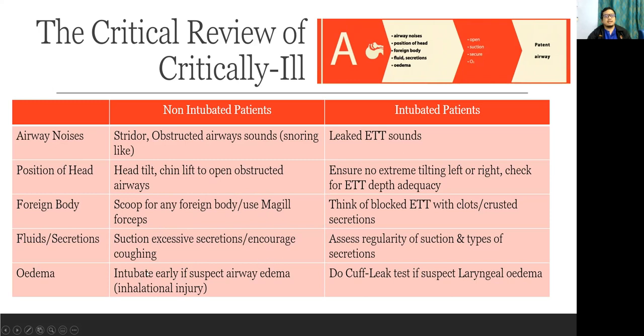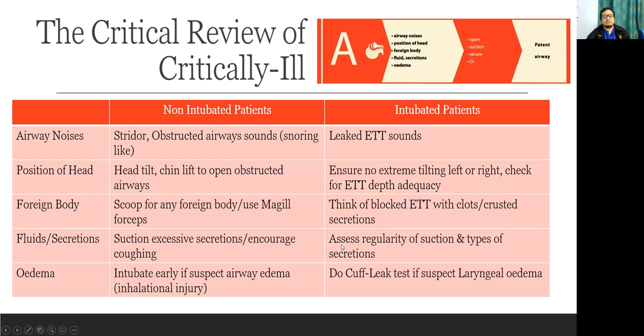And then if you suspect the patient to have airway edema, you have to intubate them early in case of inhalation injury, for example. Okay, so for intubated patient, you have to really look and listen for any leak ETT sound and check for the cuff, ETT cuff. And then you have to ensure no extreme tilting left or right and check for ETT depth adequacy. And you have to think of block ETT with clots or crusted secretion, as this can significantly impact the airway and make it less patent. And this will severely impact patient breathing.